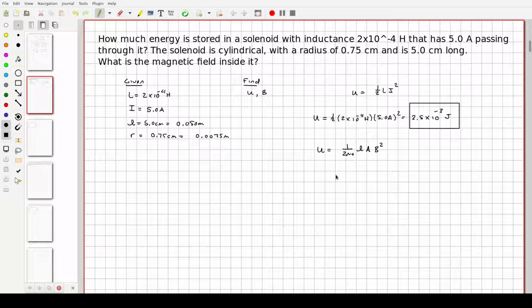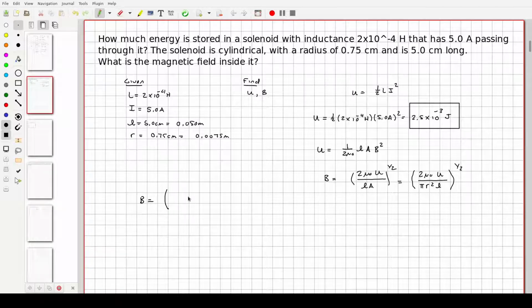Now B in turn would be the square root of 2 mu naught times the energy divided by L times A. Or if you put in the fact that, since it's a cylinder, the cross-sectional area is just that of a circle, that would be the square root of 2 mu naught times U over pi r squared times L. So that's what our magnetic field is going to be.